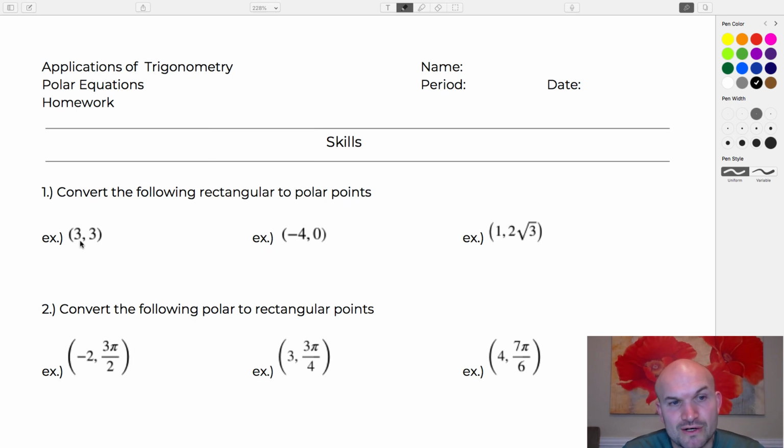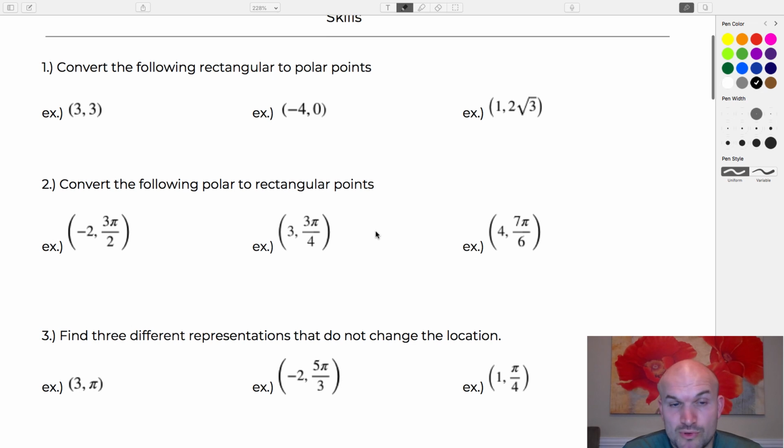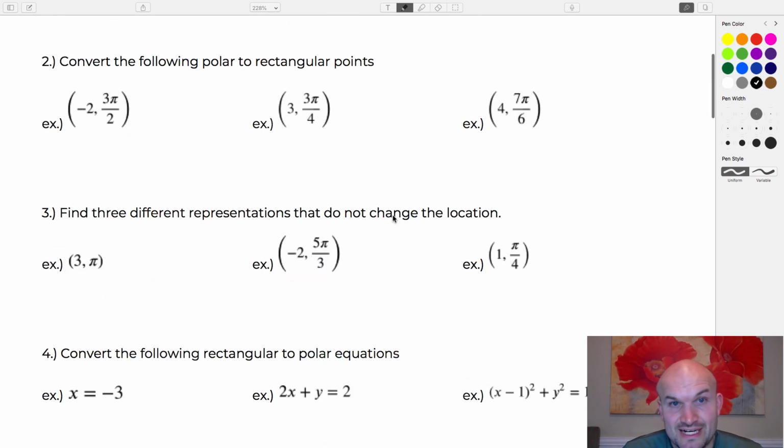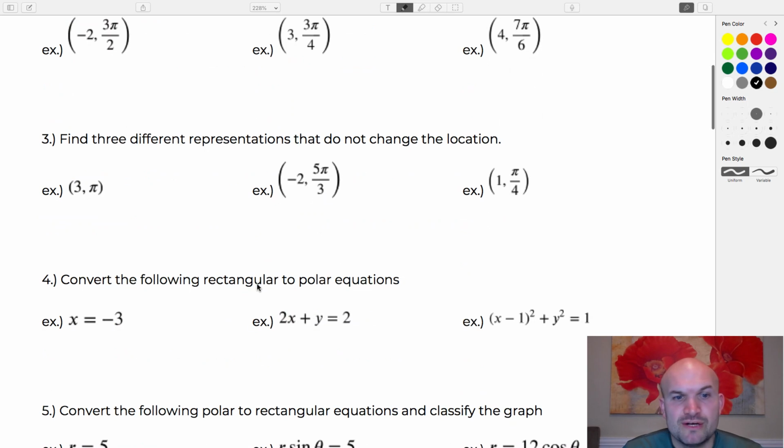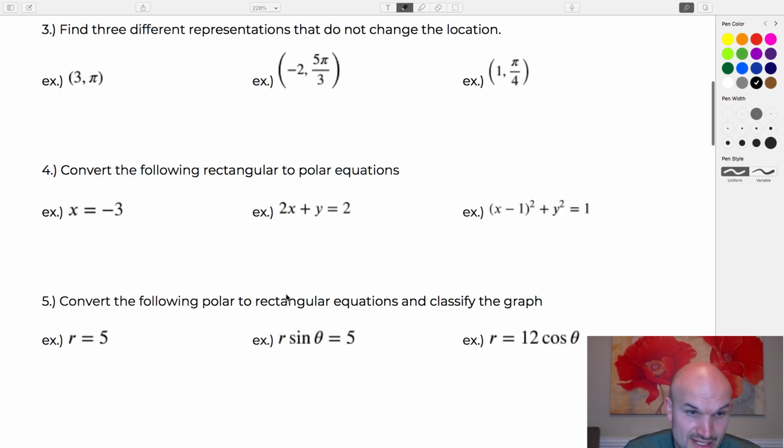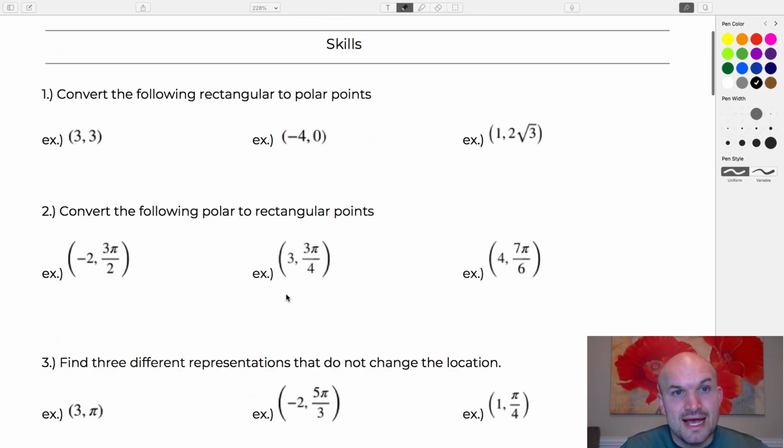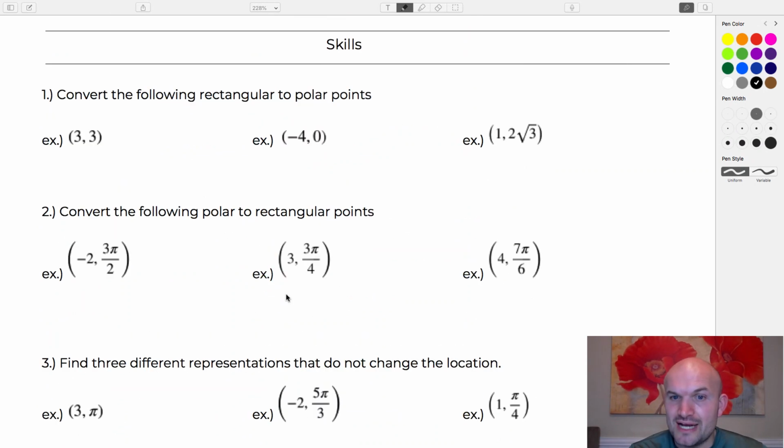So what we're going to work on here is converting rectangular points to polar points, converting polar points to rectangular points, and finding three different representations. This is really everything we covered in class, and the class was a fast pace, so hopefully my students are completing the homework so they get that practice and repetition, because we didn't have enough time for it in class. Hopefully they are watching and practicing on their own.